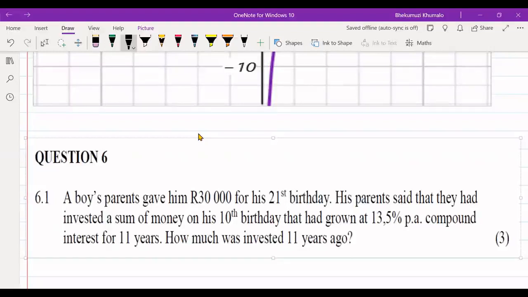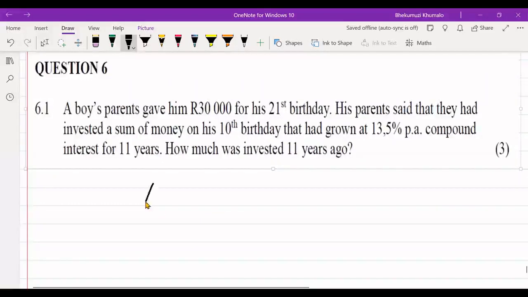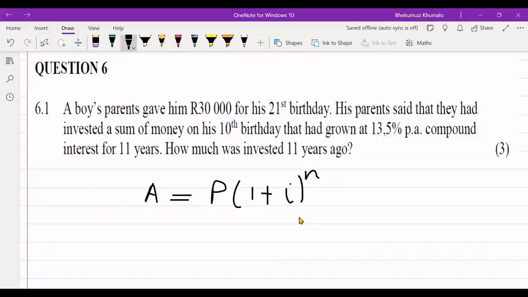So we need to figure out how much was invested 11 years ago. If we have to try and invest it 11 years ago, how could you do this? Let's use the compound formula first. We know we need to use compound, so it's A equals P times 1 plus i, to the power n. That's the compound formula.